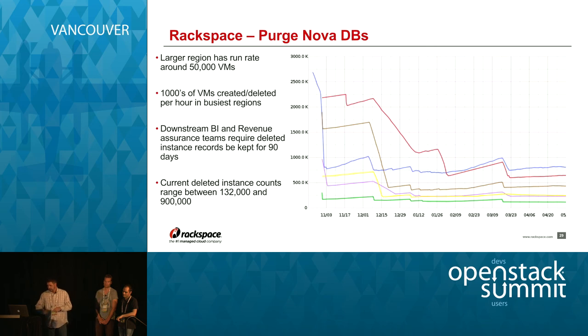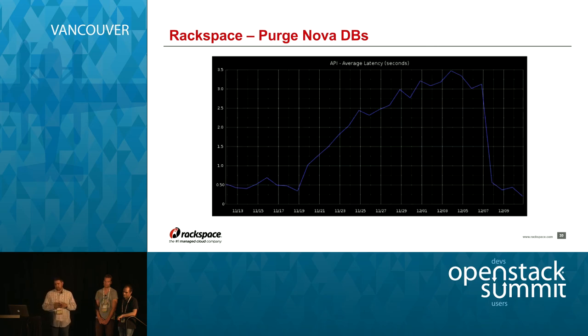But what does that mean? Well, here's an example of the API latency in one of our larger regions. You can see that back in November, we kind of reached a tipping point where it was starting to slow down a little bit. And then that sharp drop at the end was us successfully purging all the global deleted instances, as well as the cells. And I see Jesse sitting out there now, so he remembers those days. So anyways, there are benefits beyond just the data space you free up. You can see actual API improvement from getting all that stale data out.